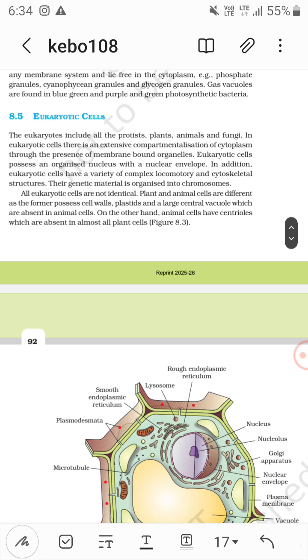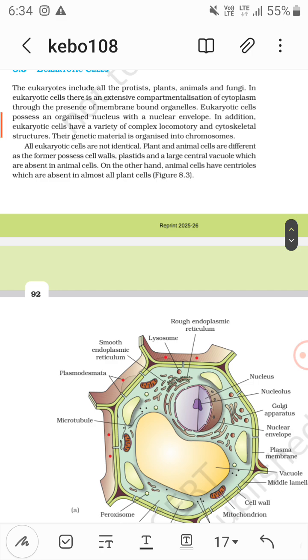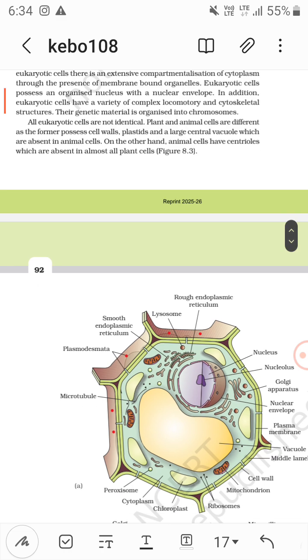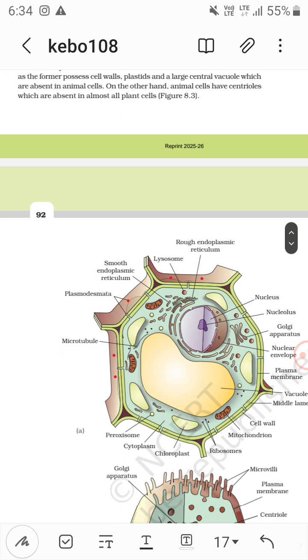Now eukaryotic cells include all protists, plants, animals, and fungi. They have a nucleus with a nuclear envelope. Eukaryotes have complex locomotory and cytoskeletal structures, and genetic material organized into chromosomes. Now all eukaryotic cells are not identical, because plants have cell walls, plastids, and a large central vacuole, which are absent in animal cells, and animal cells have centrioles, which are absent in almost all plant cells.